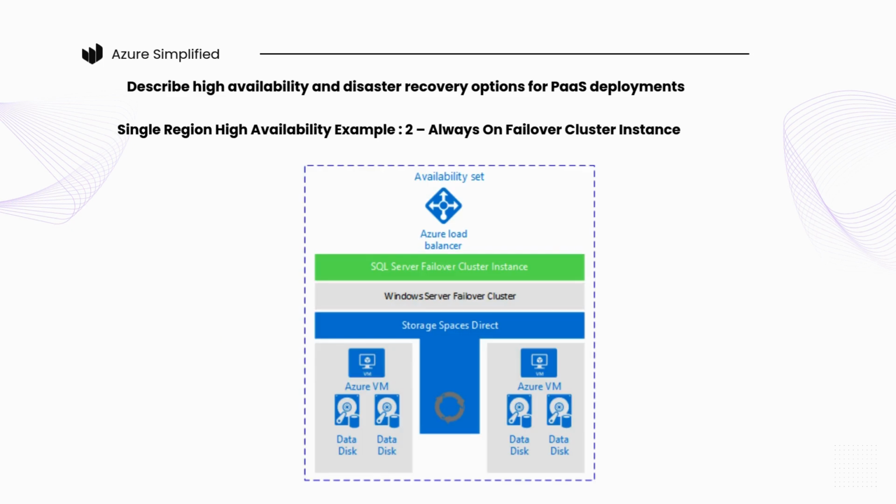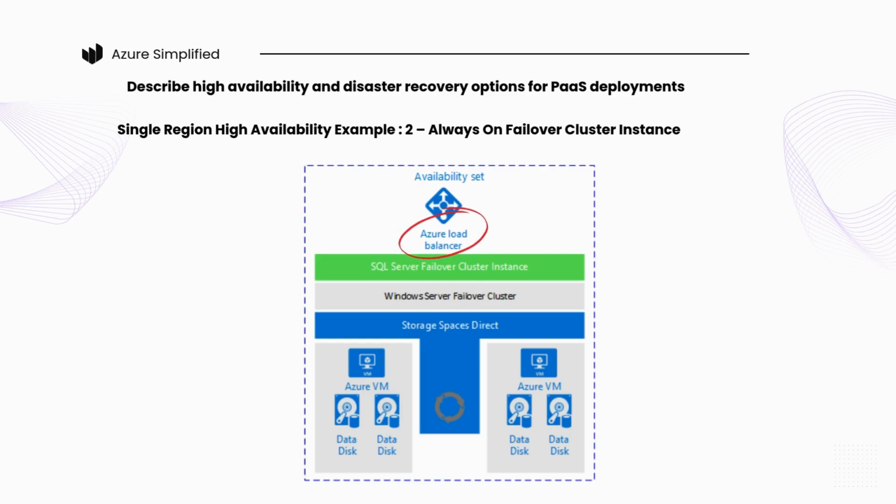This diagram represents a SQL Server Failover Cluster Instance, FCI, on Azure virtual machines using Storage Spaces Direct, S2D, for high availability. Here's a breakdown of the key components. 1. Availability set. The Azure Virtual Machines, VMs, are placed in an availability set to ensure high availability and fault tolerance. This prevents downtime by distributing VMs across different fault and update domains in Azure.